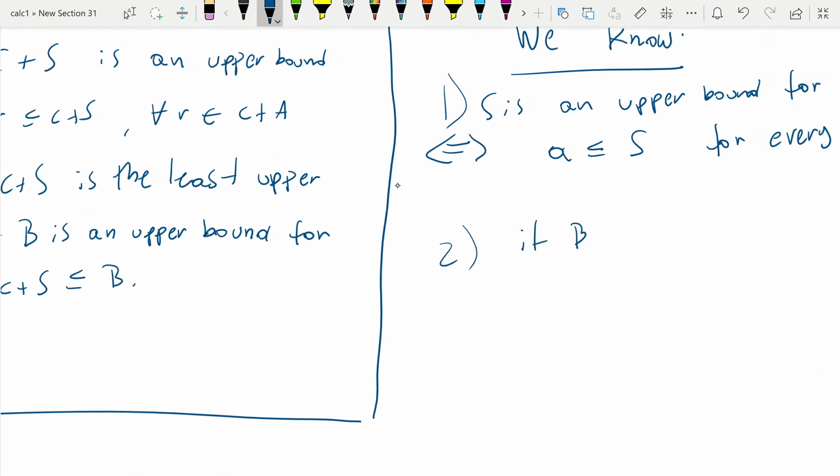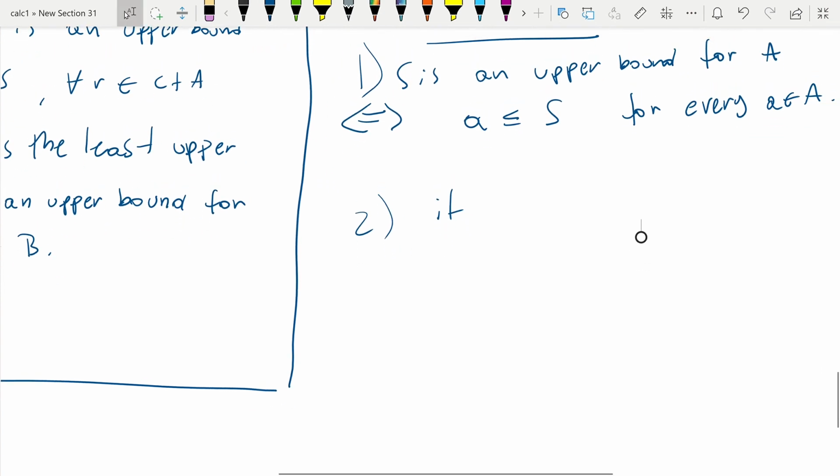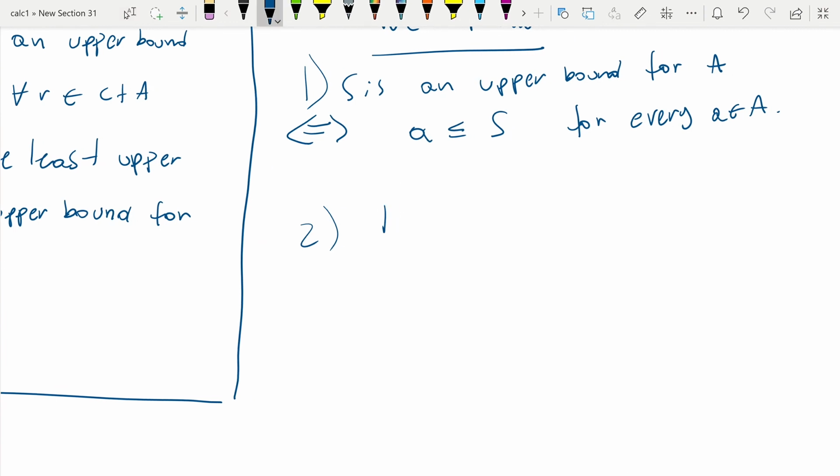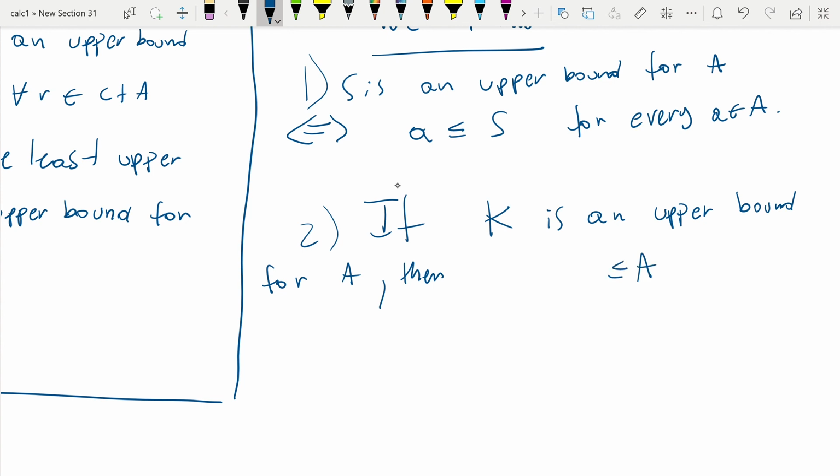if B, or let's just call it something else, if we have another upper bound for the set A, if K is an upper bound for the set A, then S is going to be less than or equal to K.